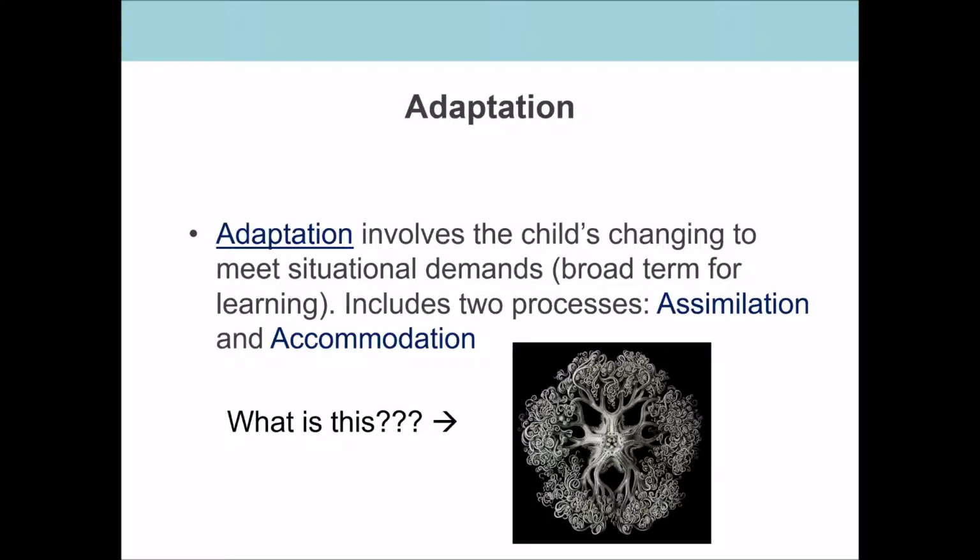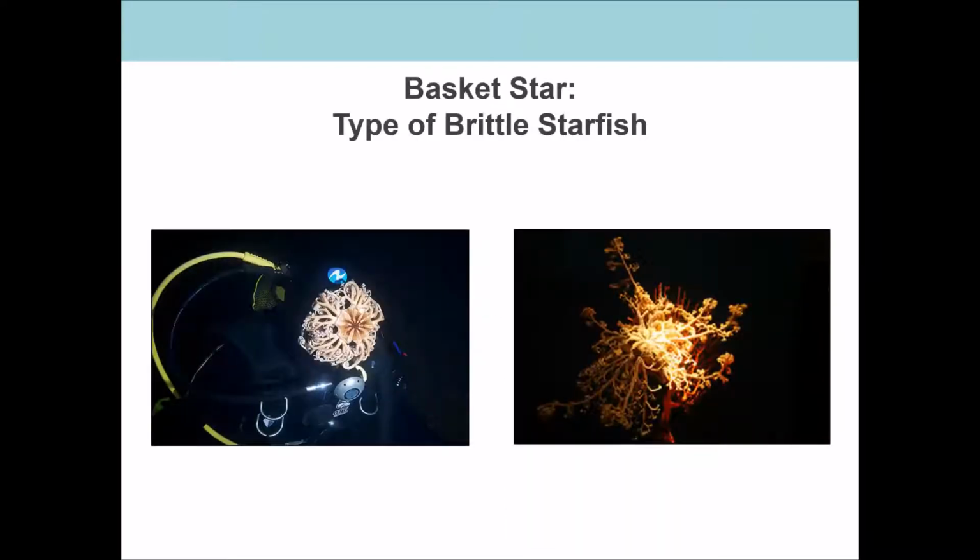All right, so what is this? What do you think that is? Give you a moment to think about it. Now, students often guess that it's broccoli. They may guess that it's a neuron. It's not. It does not match the shape of a neuron. They may suggest that it's a tree. What it is, it's a drawing of a basket star. It's a type of brittle starfish. And you see some interesting pictures here of a diver with a basket star covering his face.